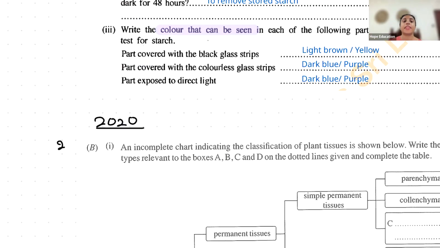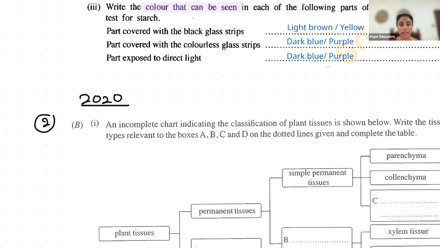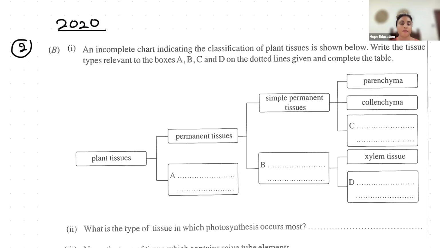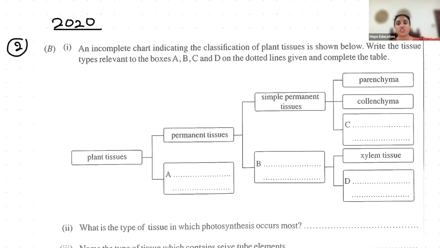Okay. Now 2020 second question B. We have a living tissues question. An incomplete chart indicating the classification of plant tissues is shown below. Write the tissue types relevant to the boxes A, B, C, D on the dotted lines given and complete the table. Plant tissues can be divided into permanent tissues and what is A?